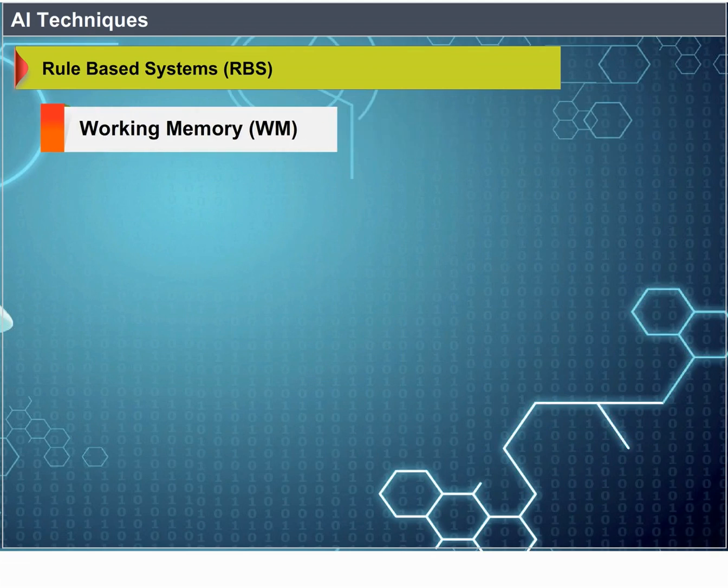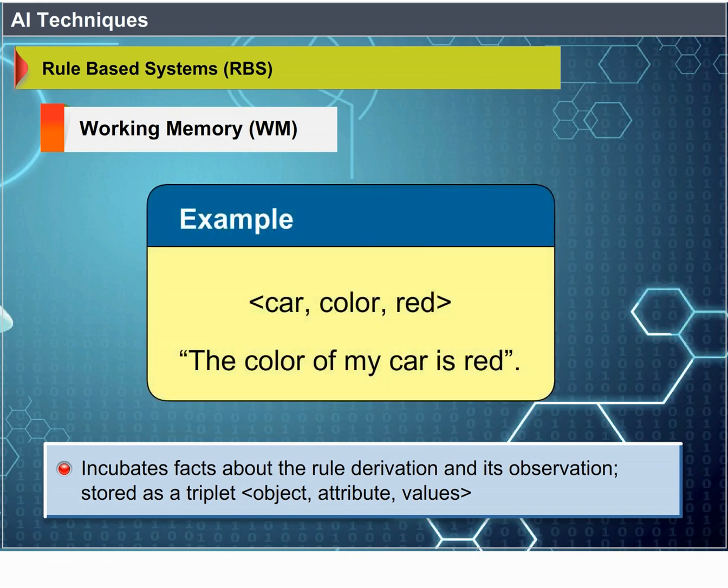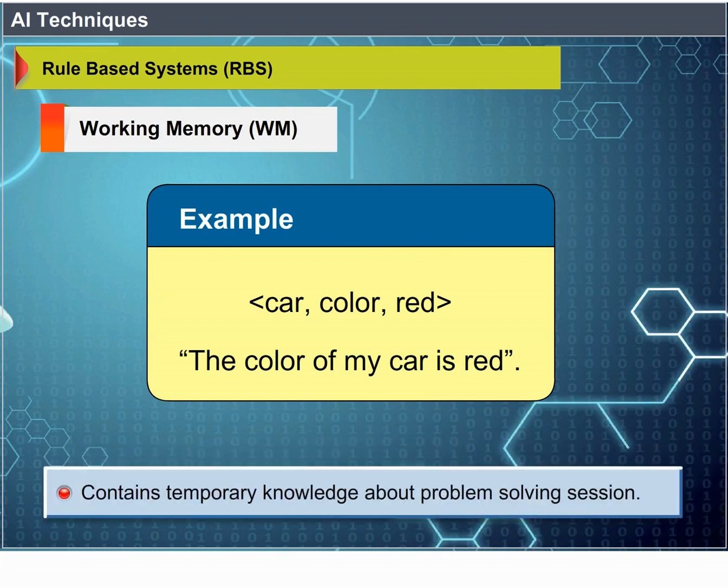Working memory contains facts that the rule derivation and its observation, stored as a triplet: object, attribute, value. Example: car, color, red. The color of my car is red. It contains temporary knowledge about the problem-solving session and can be modified by the rules.